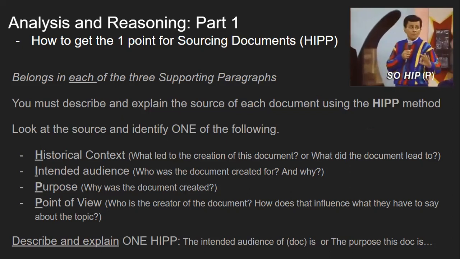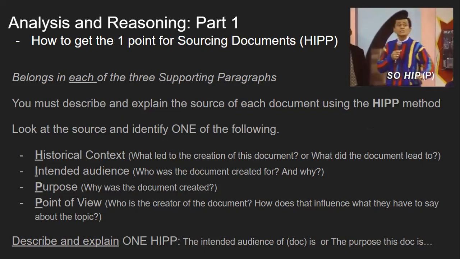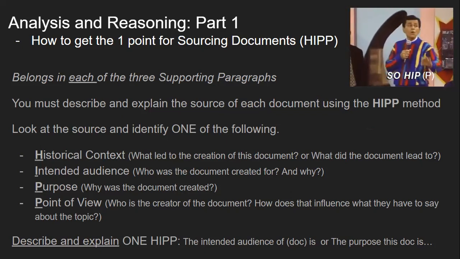So you have 7 documents. For each one of those 7 documents, you will describe it, you will explain it, and then you will HIPP it, or you will source it, right? So what does that mean? You must describe and explain the source of each document using the HIPP method. So what does this acronym mean?